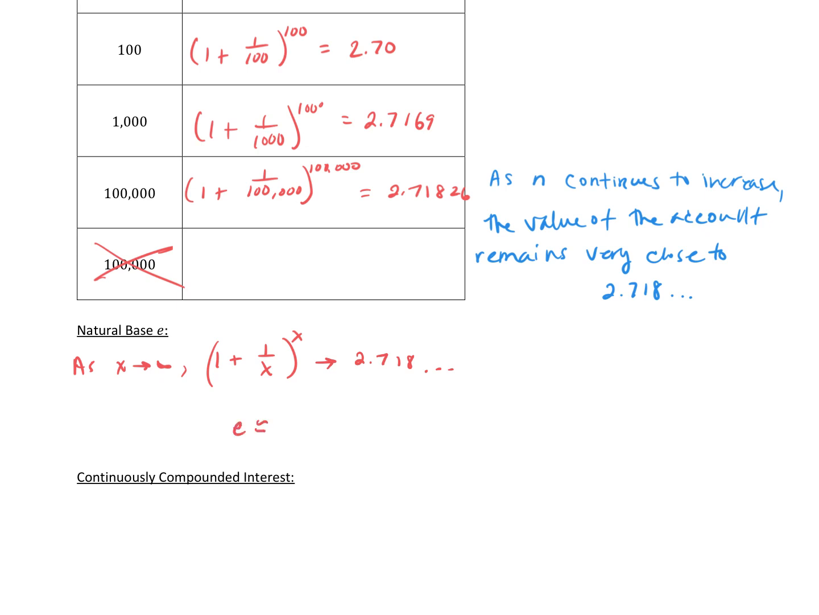We could write out more of that number. The mathematicians gave it a name. They said, okay, we keep approaching this number, so we're going to call that E. So E is equal to 2.718... This is on your calculator. See if you can find where your E button is. The number E is irrational, just like pi is irrational, and it is the base in the continuously compounded interest formula.